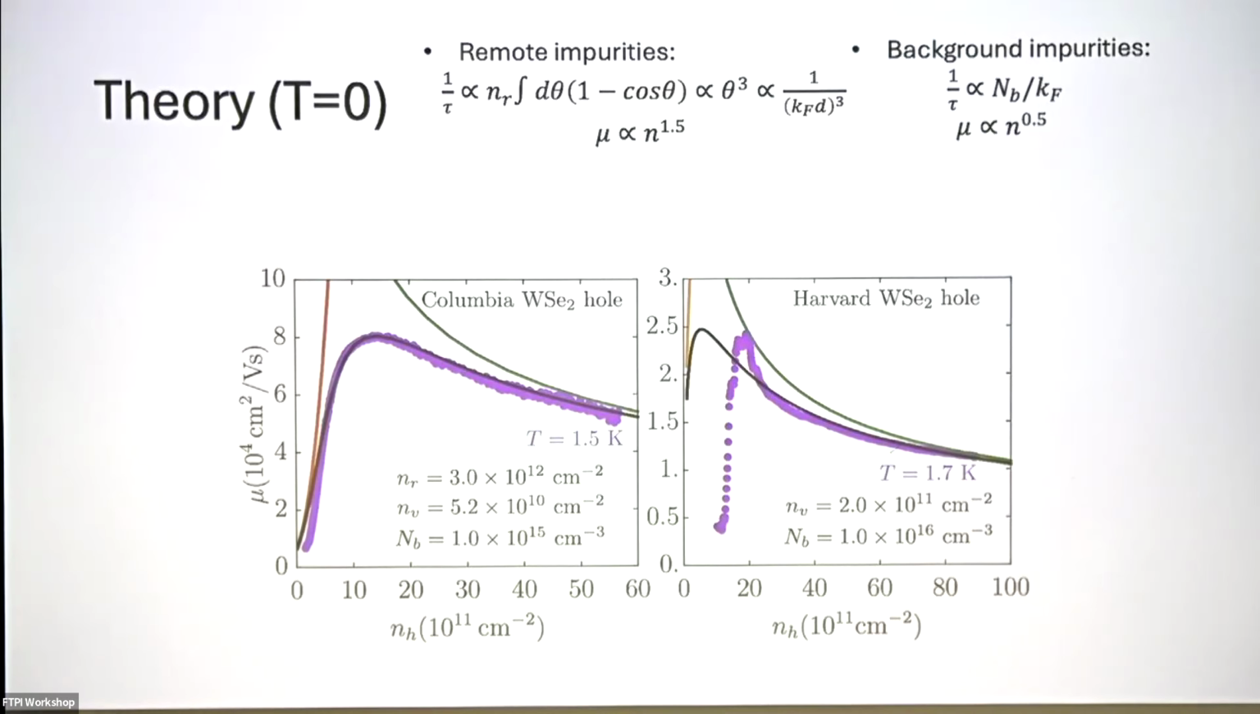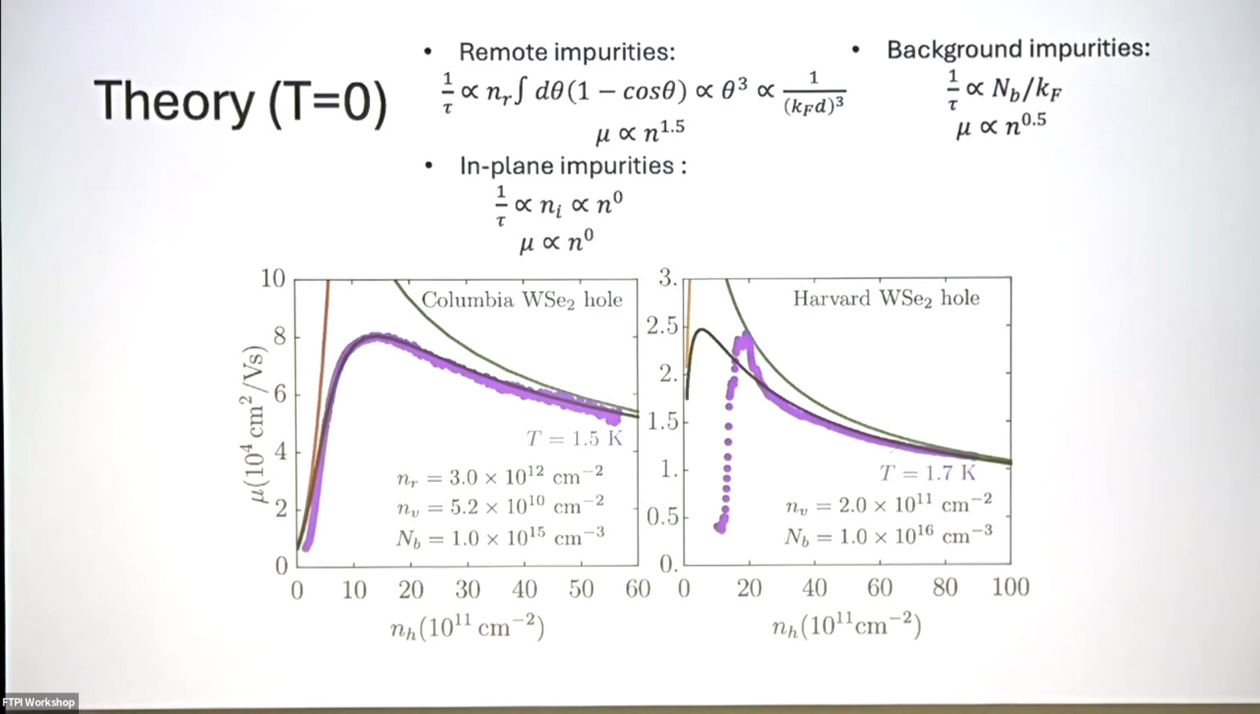For background impurity scattering, the most dominant ones are those impurities close by to the 2DEG. And you can think of the thickness of those close-by impurities, which dominates the scattering, as 1 over 2k Fermi, which is the wavelength of the electrons. So the effective density which enters in the dominant scattering events is the 3D concentration of background impurities divided by k Fermi. And this results in a smaller density dependence, which is n to the power 0.5.